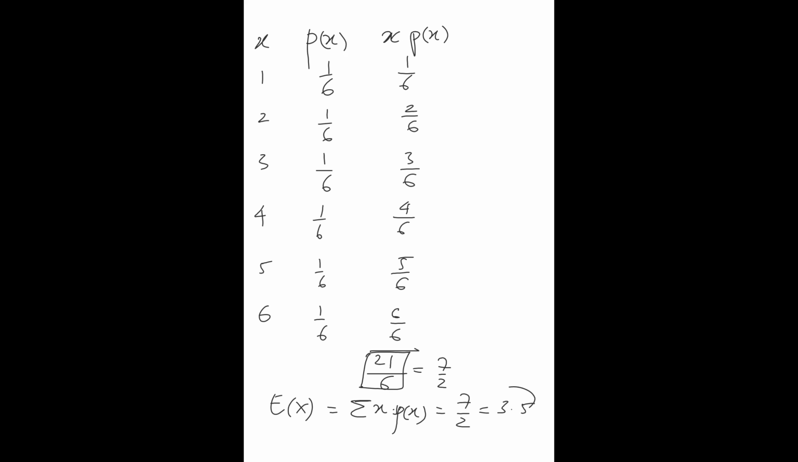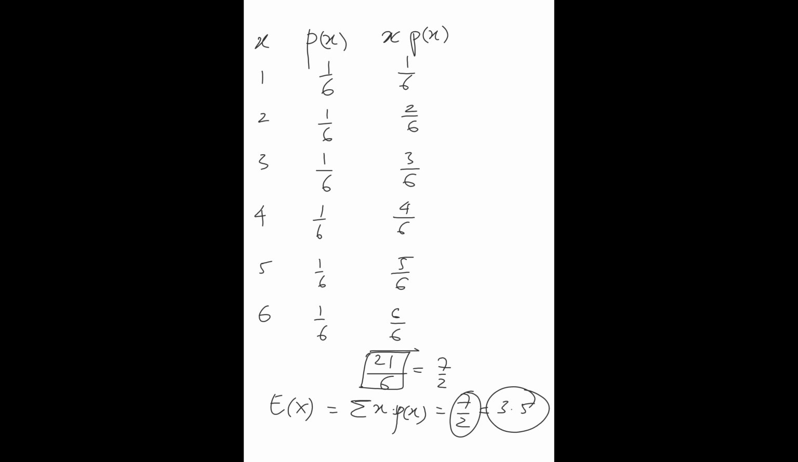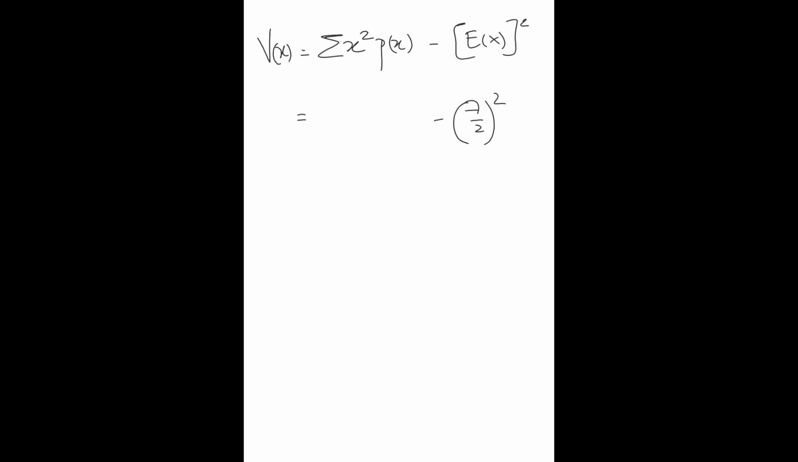Then variance of x, summation x square into p of x minus expected value square. Now we have already got the value of the expected value as 3.5, but then I'll take 7 upon 2 for calculation purpose, minus 7 upon 2 the whole square. Or rather, we can also take 21 upon 6 to make the calculation much simpler for LCM and all. I'll tell you why later on.